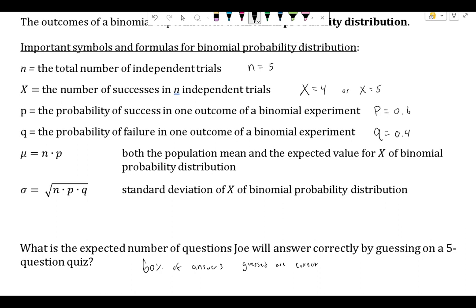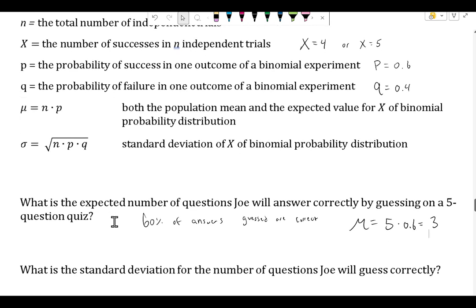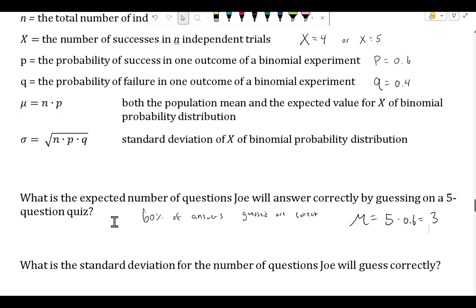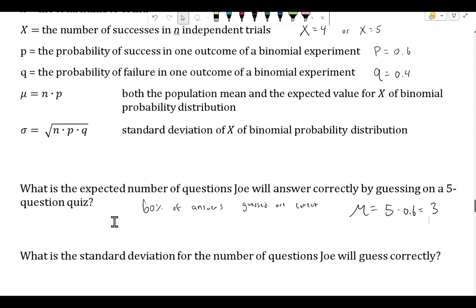Well, if Joe is guessing on 5 questions, 5 times 0.6 would be 3. We would expect Joe to get 3 questions correct by guessing. Mu is n times p.